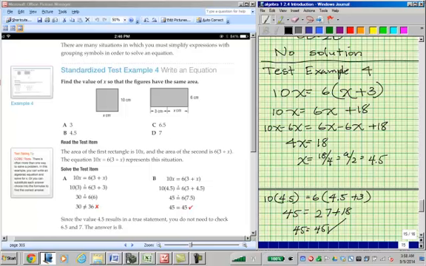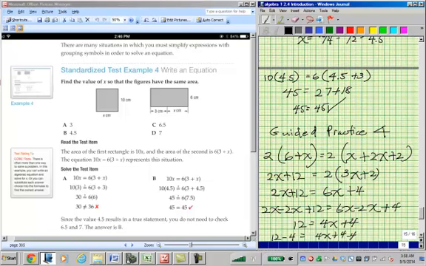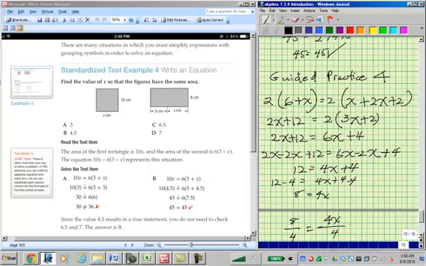So I distribute. Anyway, so 2 times 6 plus x, in other words, half the perimeter, equals 2 times half of the perimeter of the other figure, x plus 2x plus 2. Distribute: 2x plus 12 equals, and I combine like terms inside the parentheses, 2 times 3x plus 2. 2x plus 12 equals 6x plus 4. Subtract 2x from both sides. Subtract 4 from both sides. I get 4x equals 8. X equals 2. Plug it in, and it checks.